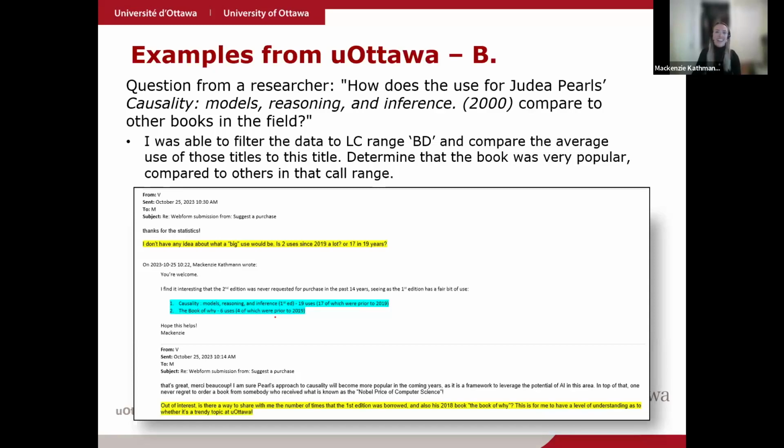Fair question. I was able to then go to my GOBI data, filter for the BD call range, and determine that these books were very well used by our specific University of Ottawa community, as the average book in this subject was checked out 2.23 times. While this isn't an exact science, it does tell me something about the popularity of this book compared to a large sample of others in the same subject. Specifically the popularity of this book and subject with the University of Ottawa faculty, researchers, and students.